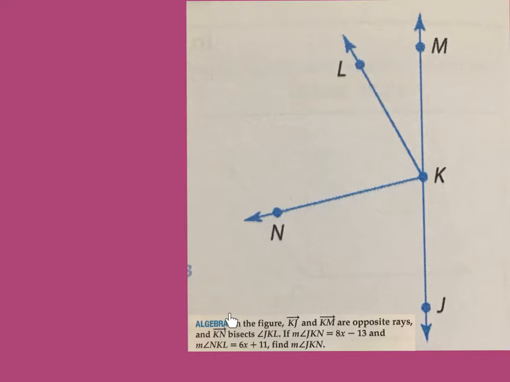Let's finish up this last example. In the figure, ray KJ and KM are opposite rays.